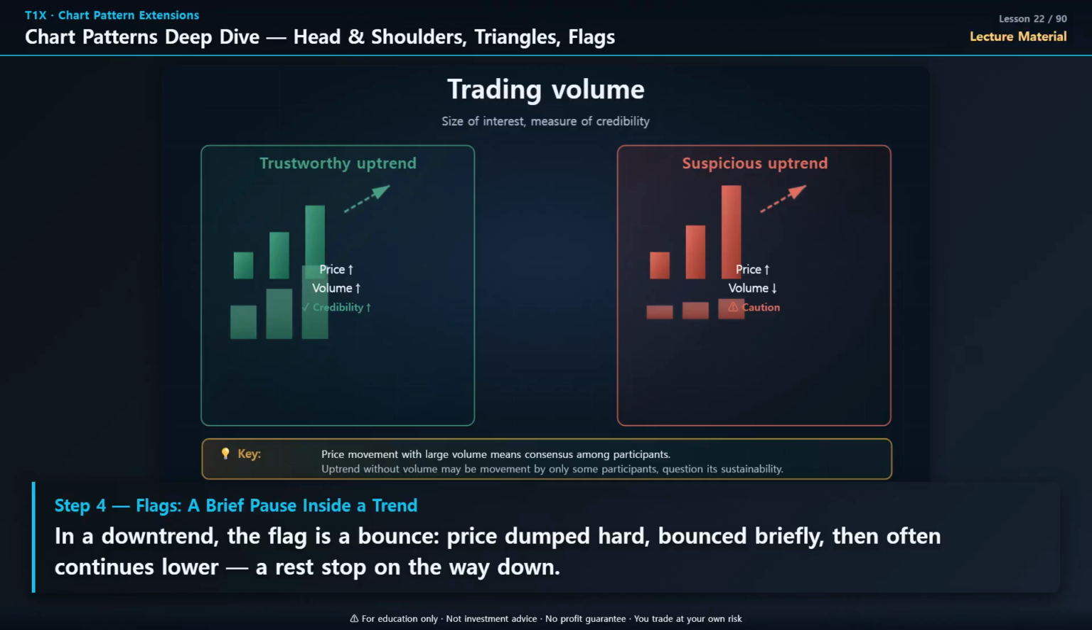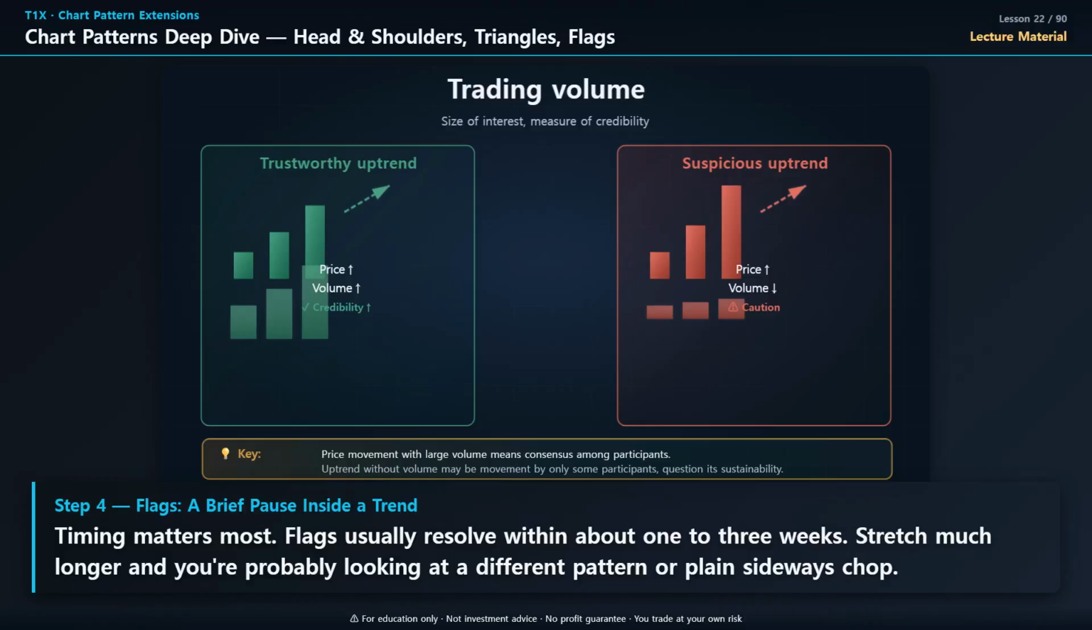In a downtrend, the flag is a bounce. Price dumped hard, bounced briefly, then often continues lower, a rest stop on the way down. Timing matters most. Flags usually resolve within about 1 to 3 weeks. Stretch much longer, and you're probably looking at a different pattern or plain sideways chop.